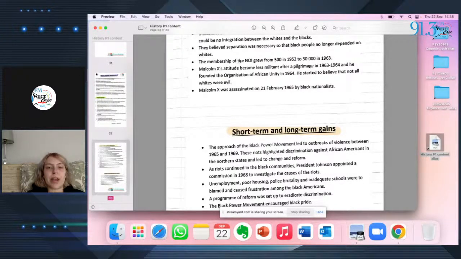And the membership of the Nation of Islam grew from 500 in 1952 to 30,000 in 1963. Malcolm X's attitude became less militant, so less aggressive, after a pilgrimage in 1963 to 1964, and he founded the OAU, the Organization of African Unity, in 1964. He started to believe not all whites were evil. Malcolm X was assassinated on 21 February 1965 by Black nationalists.